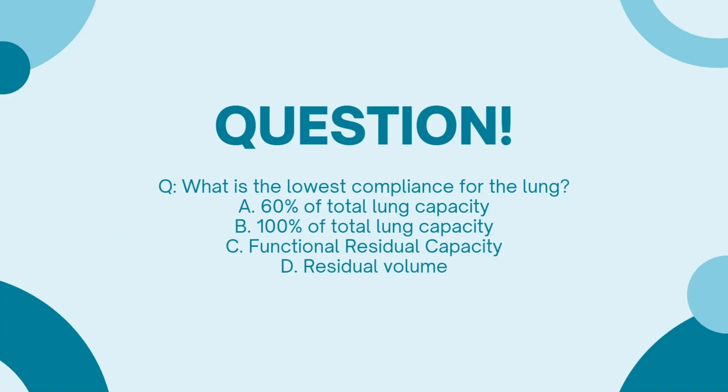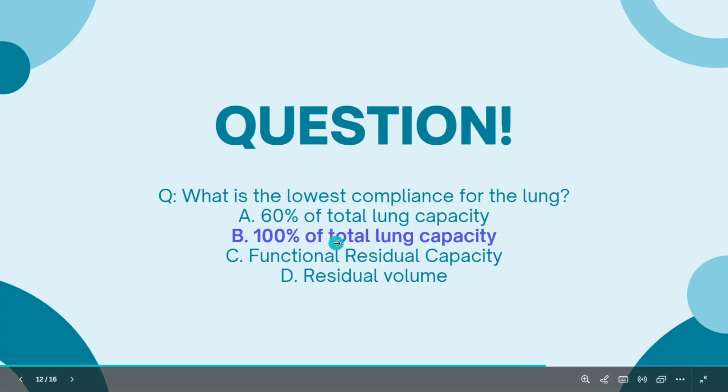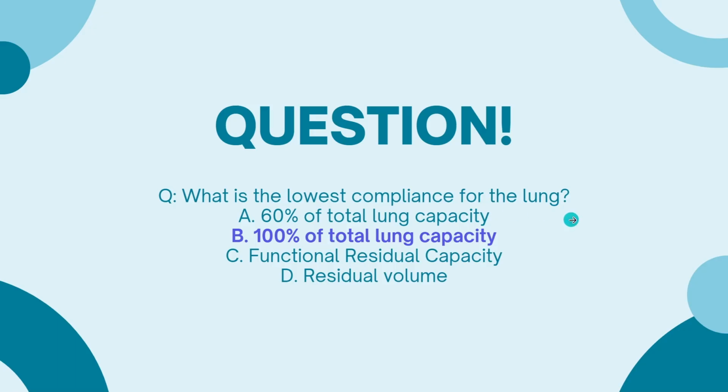Now, here is another question. What is the lowest compliance for the lung? Basically, where does the lung find it hardest to stretch? 100% of total lung capacity would be the answer. As we just said, the lung will always recoil downwards. That means its highest compliance will be at residual volumes. This would be highest compliance.